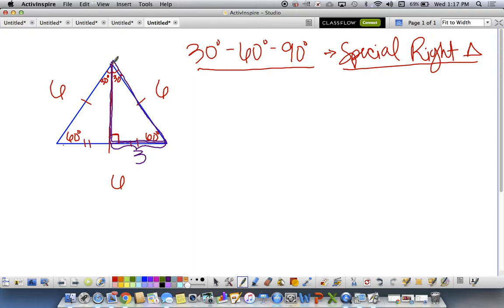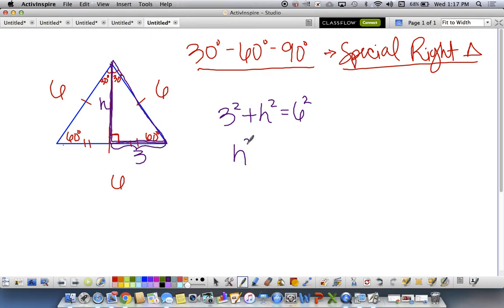Now, how in the world can I find this height? Can I use the Pythagorean theorem? Yes. So let's plug it in. So 3 squared plus h squared equals 6 squared. I'm using just the purple triangle because it's the only one that's a right triangle to solve for the height. Or if you want to put a B there, it's okay, or an A, it doesn't matter.